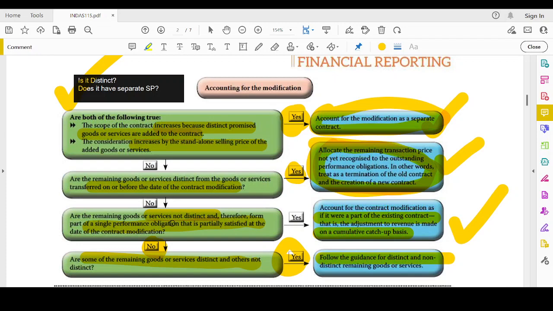Then I have to use this catch-up basis. Catch-up basis means that to the extent of rupees 1 for all the 1,000 pens, I have to reverse the revenue. Understand? For 1,000, I would have recognized 10,000. Now I have to reverse that 1,000 rupees. And this is known as catch-up basis.